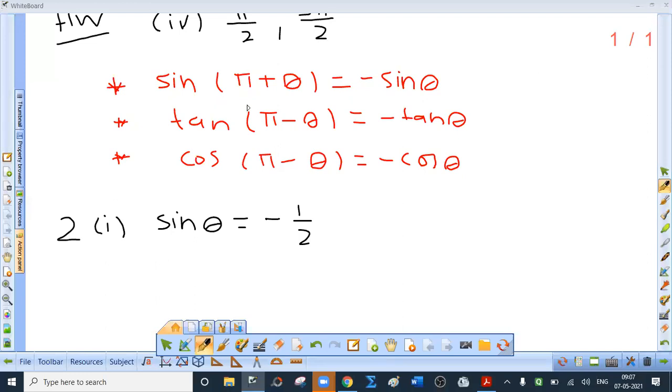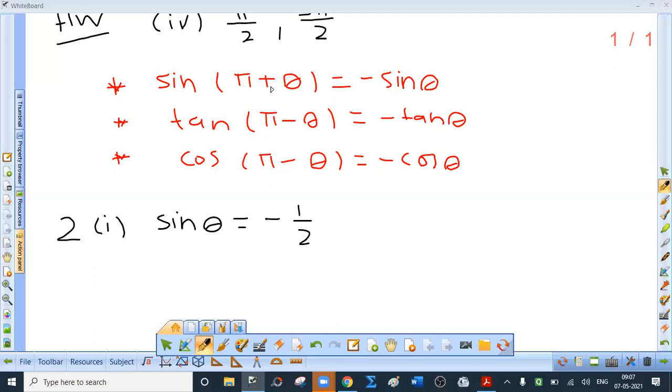Now you should know these allied angle formulae. Sine of pi plus theta is minus sine theta. Tan of pi minus theta is minus tan theta. Cos of pi minus theta is nothing but minus cos theta. Actually, sine of 2 pi minus theta is also minus sine theta. But we have to consider the smallest angle. That is why we use this. I'll explain how. So second question, find the principal solutions of the following equations.